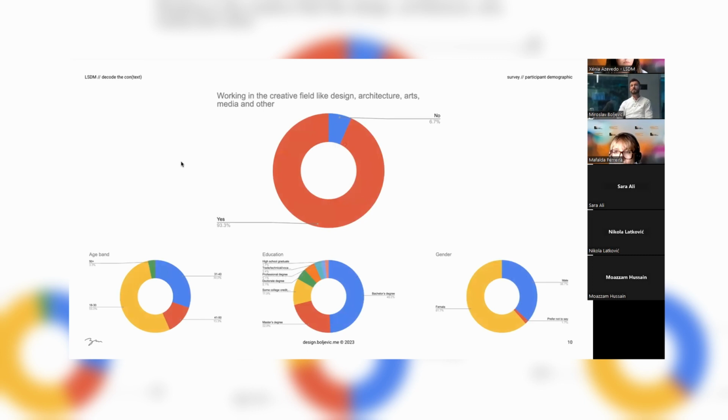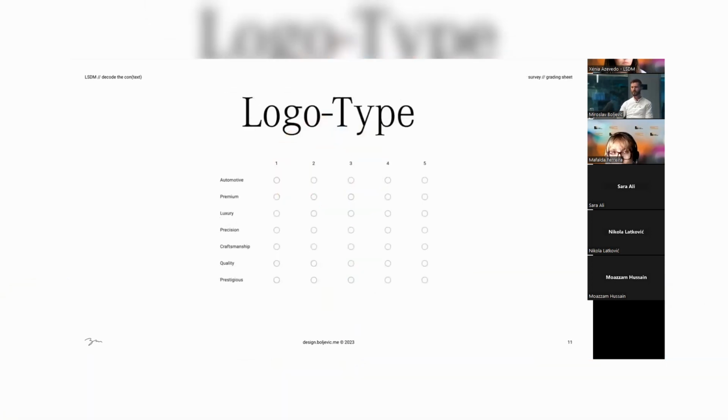Now, a survey was conducted on a sample of around 60 participants, of whom 93% work in the creative field, dealing with typography in some way or another. And I was particularly interested in this target group as they often are decision makers when it comes to developing a visual identity. So primarily in the development of logotypes.